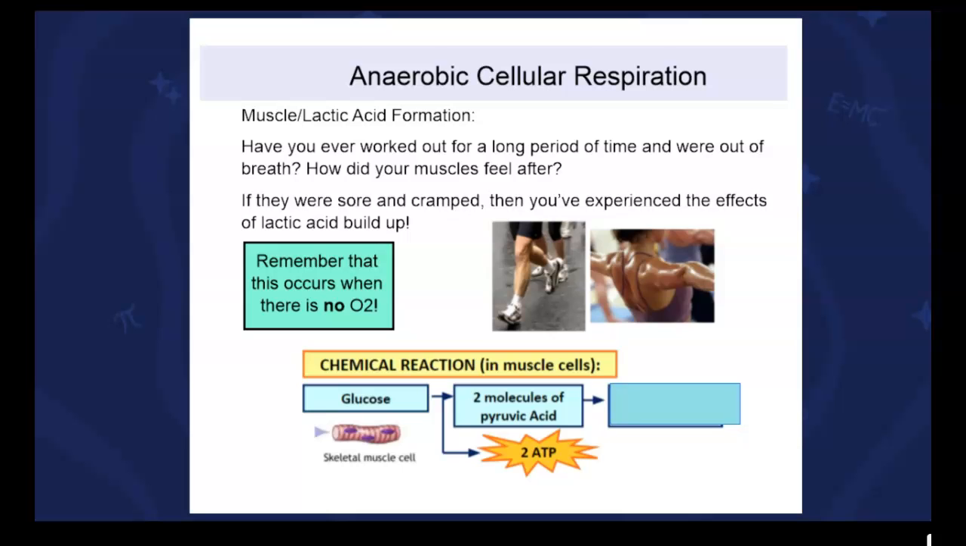With the pyruvic acid, we don't want to just leave it there. We want to make something with it. So they convert it into lactic acid, also known as lactate. Those are our two processes of anaerobic cellular respiration. And you do need to know how to draw the general flow chart for them.